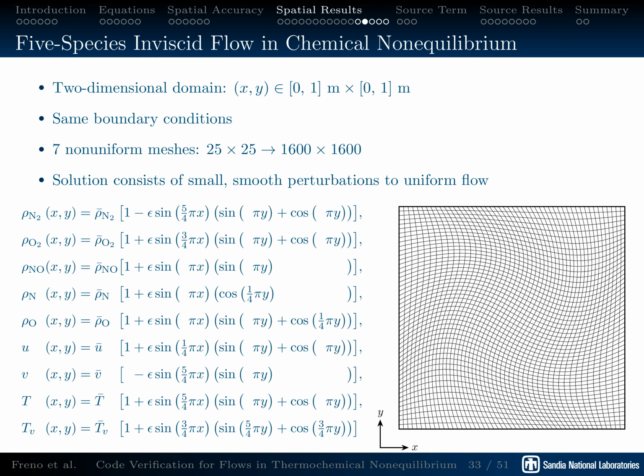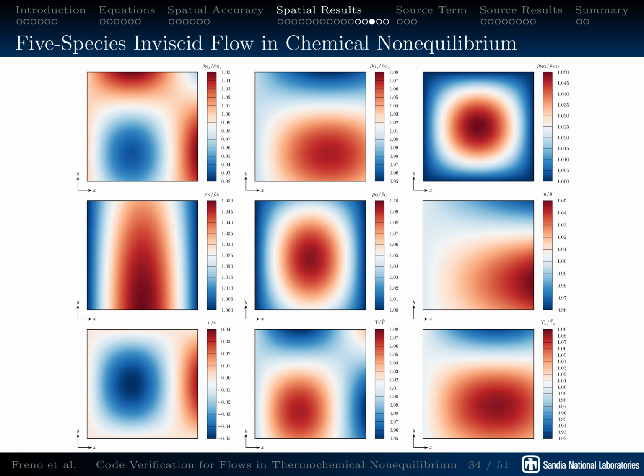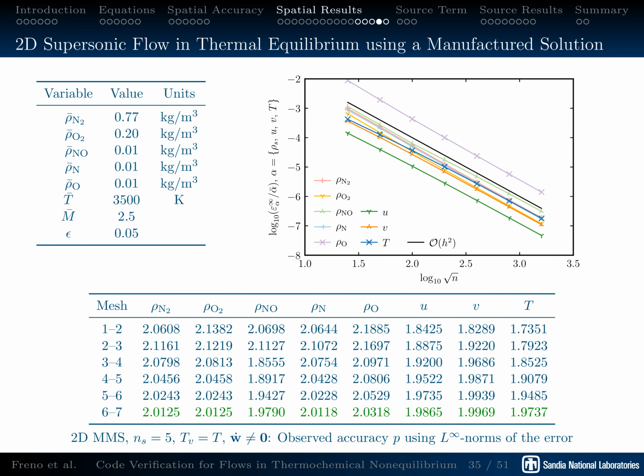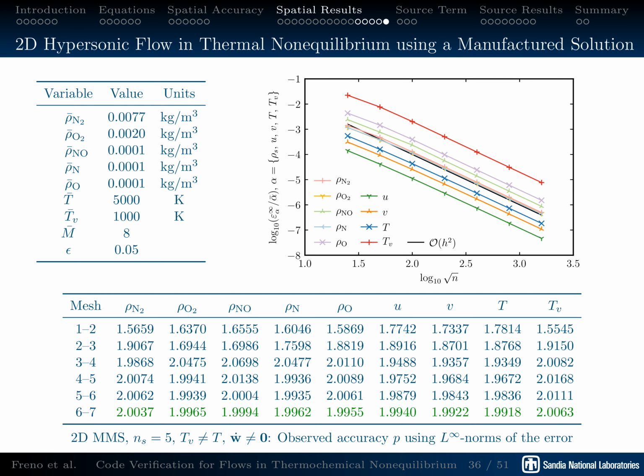We return to the non-uniform two-dimensional mesh from earlier and manufacture solutions that are sinusoidal perturbations to a non-uniform flow. These are how the solutions look. For our first case, we consider a supersonic flow in thermal equilibrium. We can see the flow is second order accurate. Next, we consider a hypersonic flow in thermal non-equilibrium. Again, we can see the flow is second order accurate.